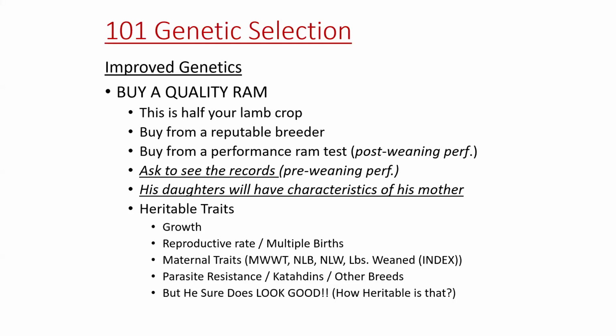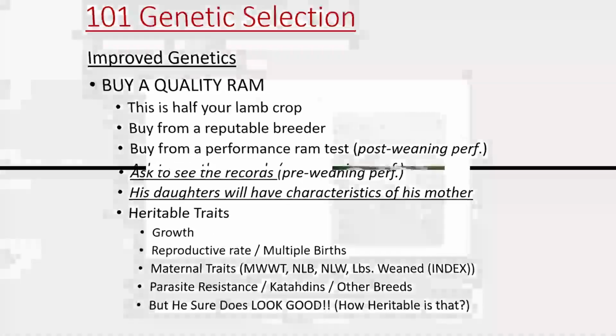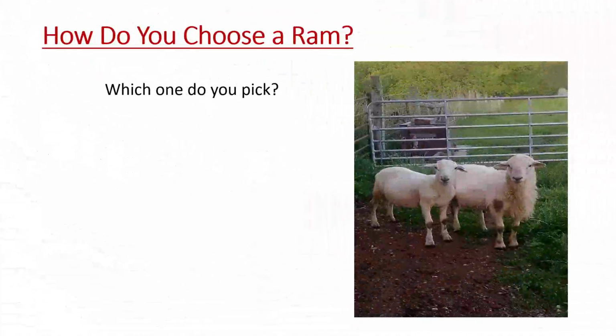Again, the daughters of these rams are going to have characteristics of that ram's mother. So definitely want to take a look and see those records. And heritable traits, all these things that we talk about that you can find these values for in NSIP, to a certain extent, you can go back to about all of these traits and that ram is going to pass those traits on.